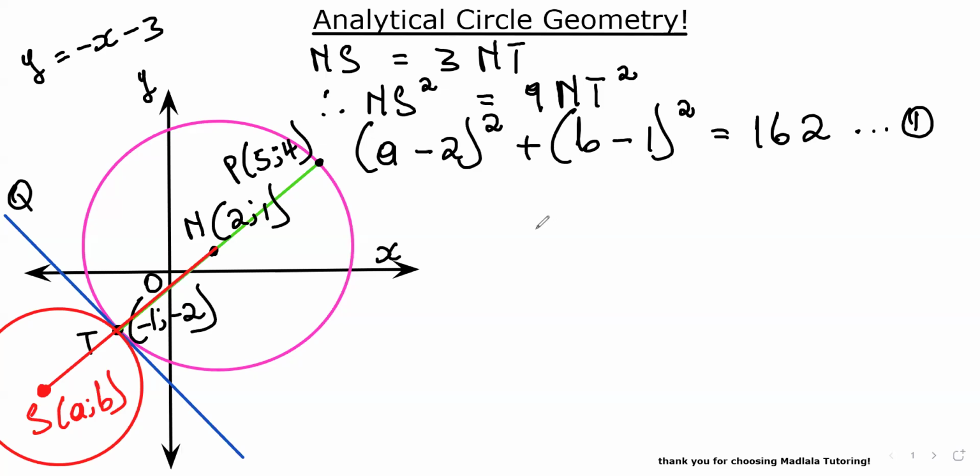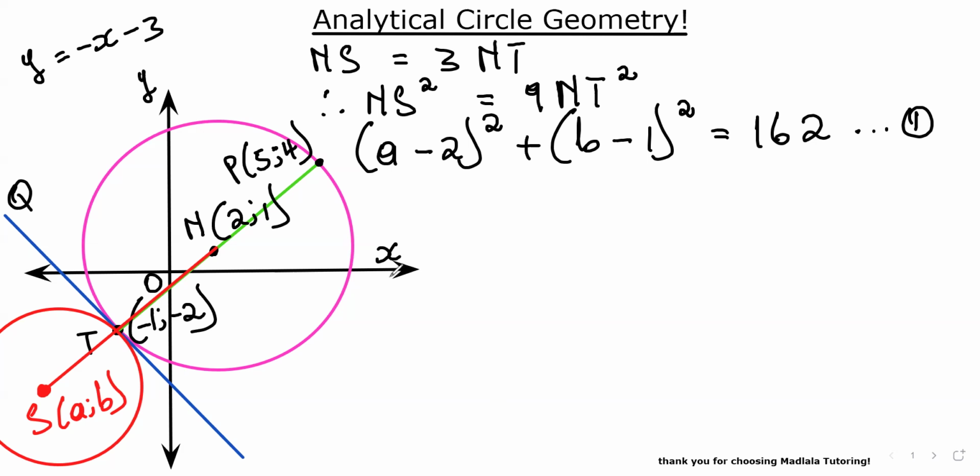So in order to get the second equation, we are going to use the fact that the point S is lying on the straight line NS, right? So if we can find the equation of the line NS, and then we substitute the point S into that equation, then we get our second equation. Do you get it? Okay, fine.